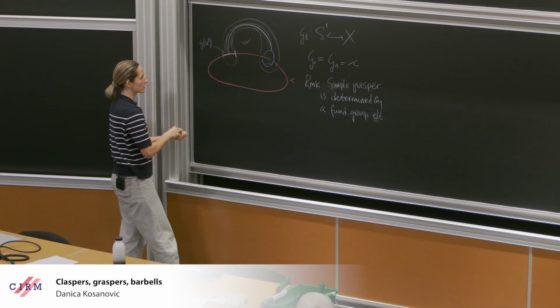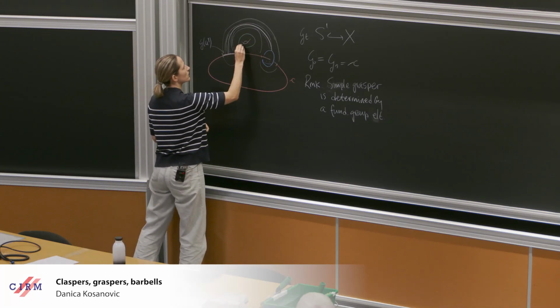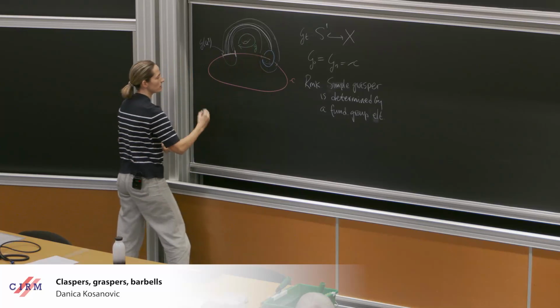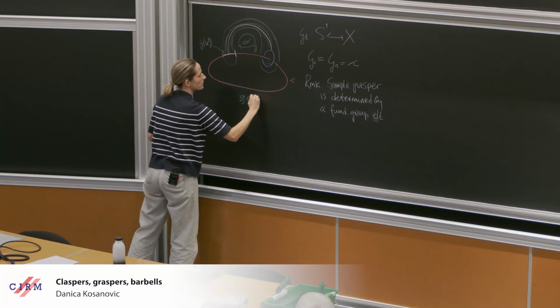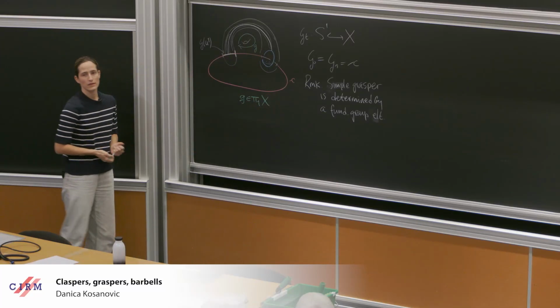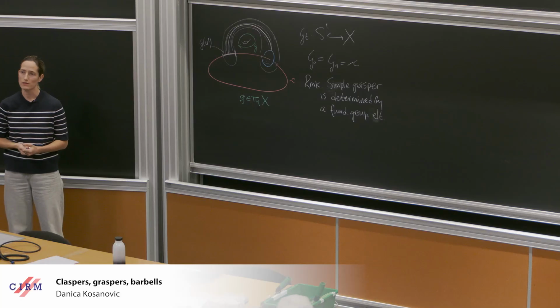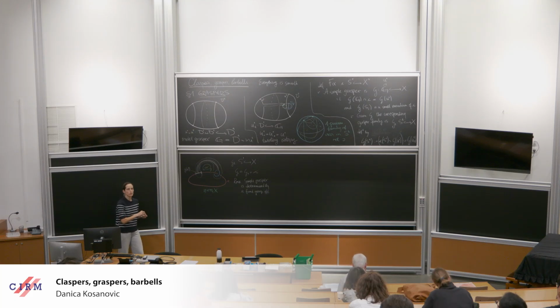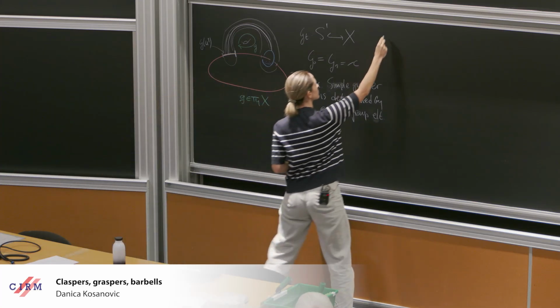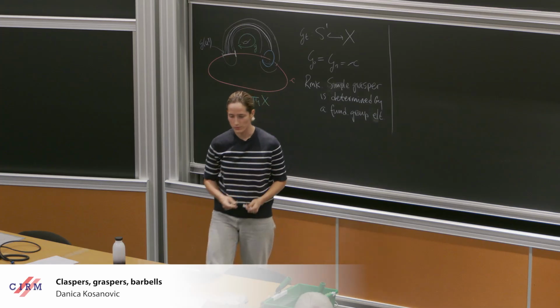So maybe there is some loop G here. G is in pi 1 of X. That's really the only choice, right? You're just going from one point on your circle to another point. This determines this motion, okay? So let me tell you why this is useful.